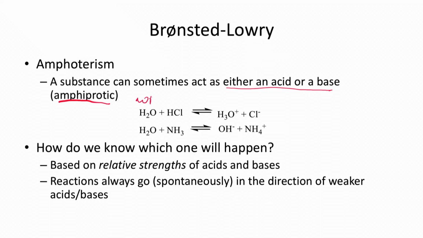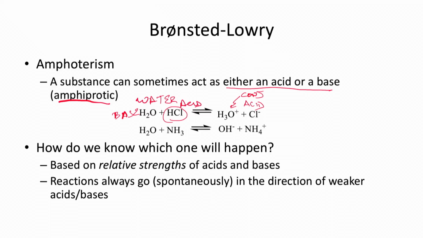Water is a famous example of that. And you saw that a second ago. If I take water and react it with a strong acid, like HCl, that means that the water has to act as a base because the HCl is a strong acid. If it acts as a base, it accepts the proton, to form hydronium ions and chloride ions. So we can say that the hydronium ion is the conjugate acid of water.